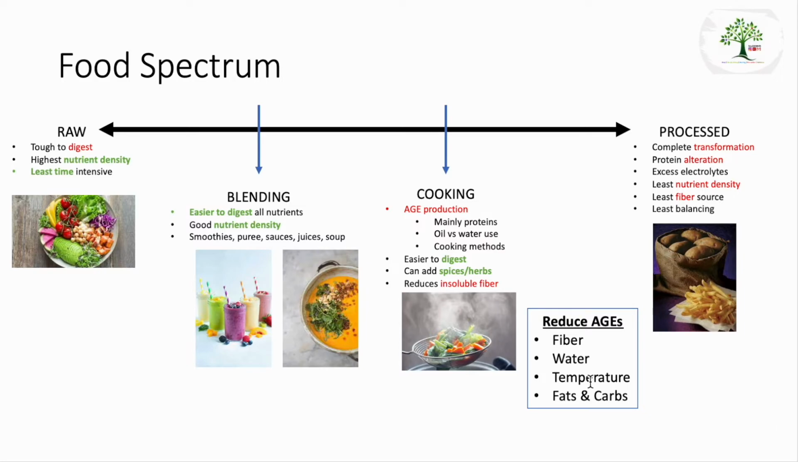So things like broiling, frying, and grilling really tend to create AGE production, especially when you're using things like animal protein. So be extremely cautious. And the last piece here to think about are fats and carbohydrates.